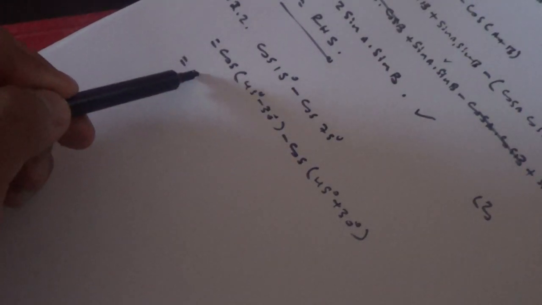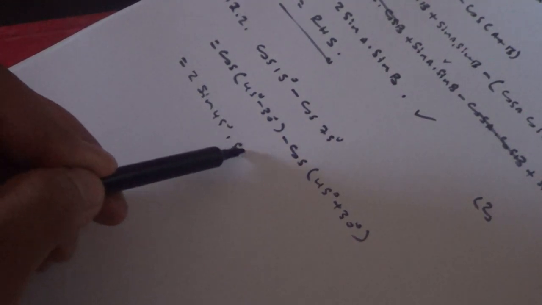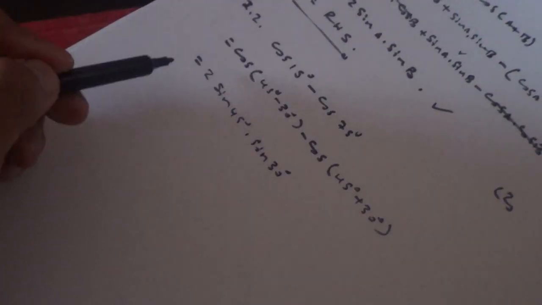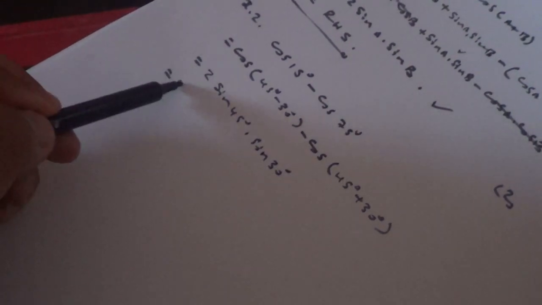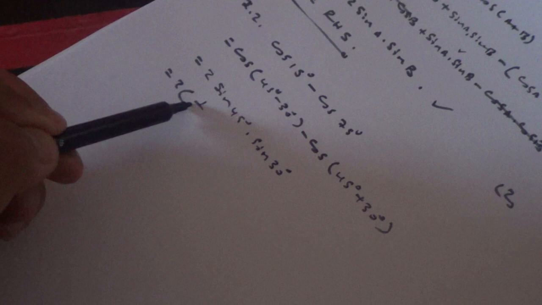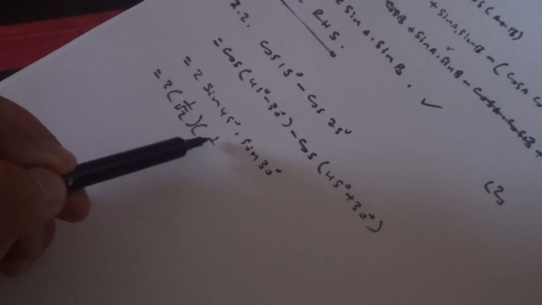And then now once we see this, it's always nice because we can just say this is equal to 2 sine of 45 degrees times sine of 30 degrees from the above. You don't have to explain. Okay, so this is wonderful now. So we have 2 into sine of 45 is 1 over root 2 multiplied by sine of 30 is a half.